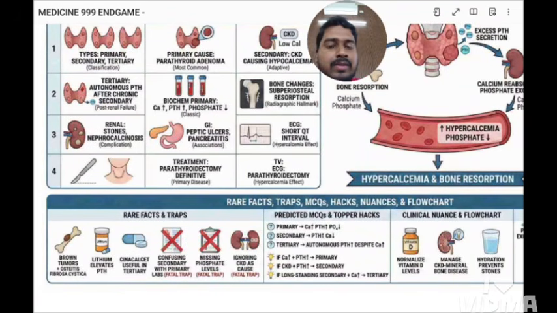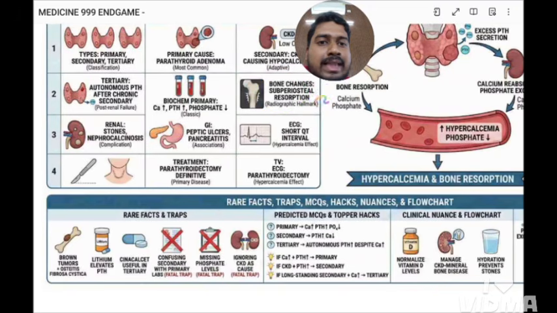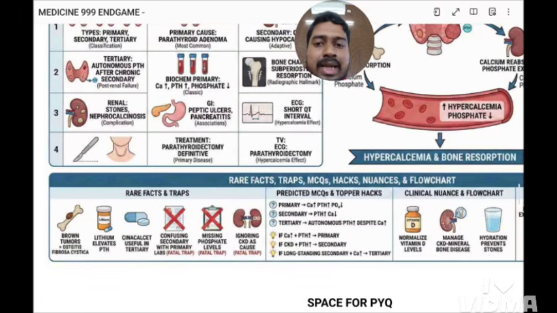So what are the side effects or complications? One is renal stones. Nephrocalcinosis is a complication. Second, it can cause peptic ulcer, and pancreatitis is known to happen with hypercalcemia. Next, bone changes can occur because of PTH action. There will be some periosteal resorption of the bone. On ECG, you will find a short QT interval, as opposed to the long QT interval that we see in hypocalcemia.